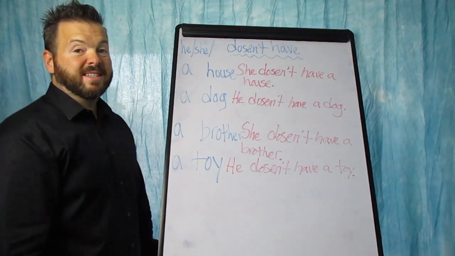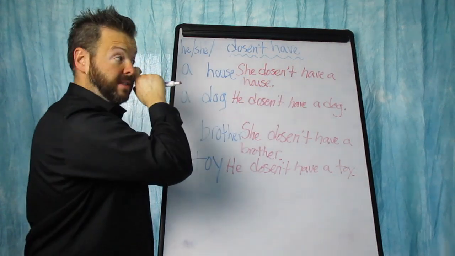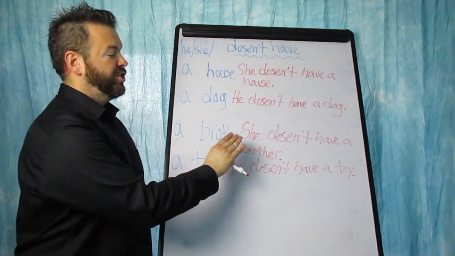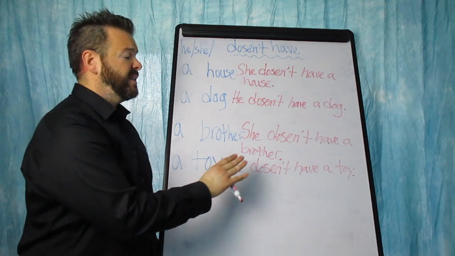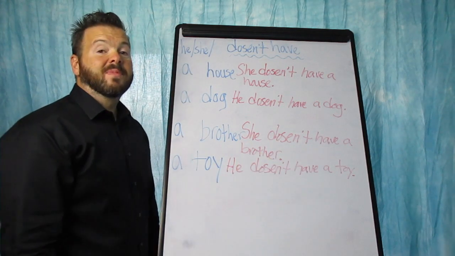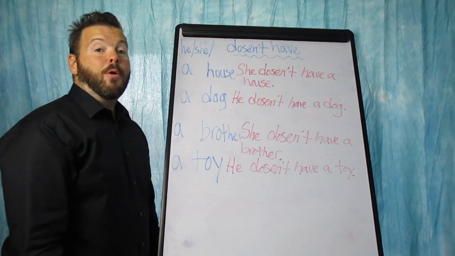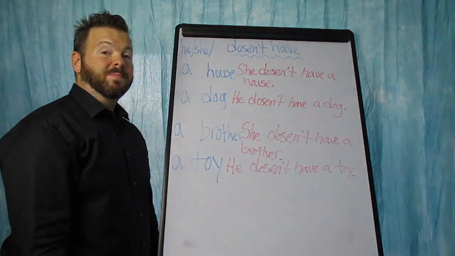Let me read the sentences for you one more time. She doesn't have a house. He doesn't have a dog. She doesn't have a brother. He doesn't have a toy. Pause the video here, make corrections, or fix anything you need to, and we'll see you in a moment.